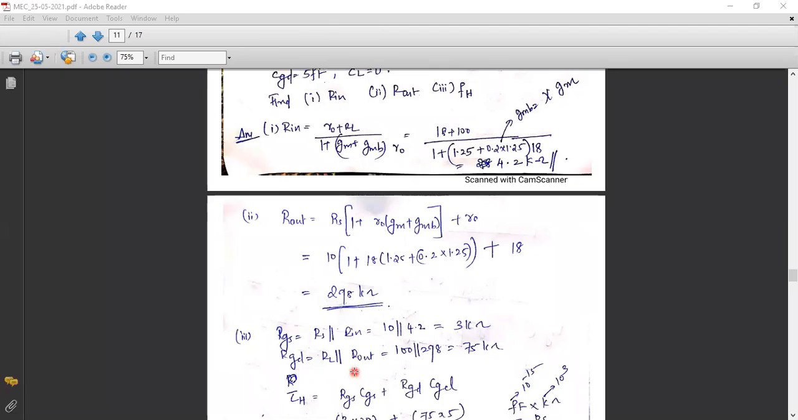Next, RGD, RL parallel Rout. RL is 100 kilo ohm, Rout is 298 kilo ohm. Again, expand the parallel combination: 100 multiplied by 298 upon 100 plus 298. So the answer is 75 kilo ohm.